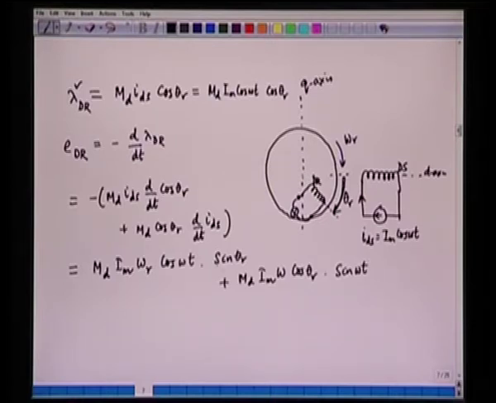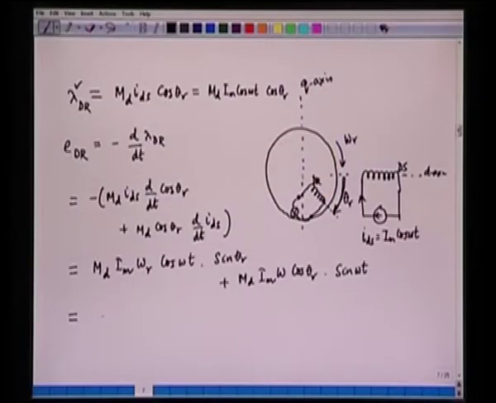Now I can express again sin theta r in terms of cos theta r, sin omega t in terms of cos omega t. So if I do that, I will have the final expression md Im omega r cos omega t into sin theta r, which is cos theta r minus pi by 2.